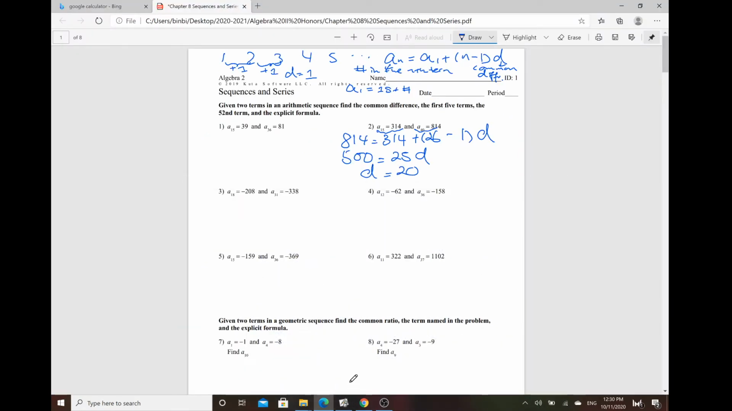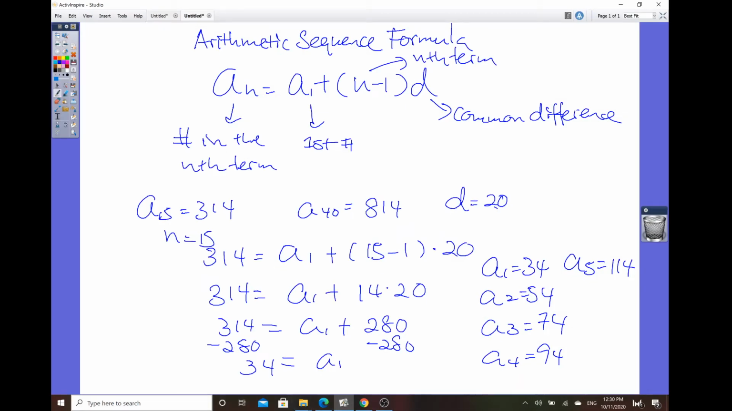Find the first 5 terms after the common difference, and then the 52nd term, and also the explicit formula. So the 52nd term. Using the same formula, we can find the 52nd term. So a sub 52. A sub 1, we found it already, which is 34. And then n minus 1, so for the value of n, which is 52, minus 1 times the common difference, which is 20. So basically just evaluate: 34 plus 51 times 20.